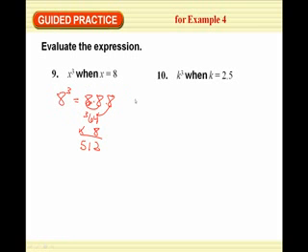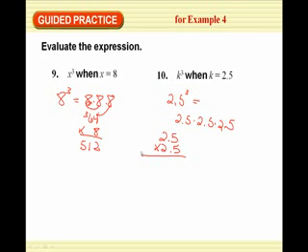So let's try this one. K to the 3rd is 2.5 to the 3rd, so that's going to be 2.5 times 2.5 times 2.5. Boy, they're making me work, aren't they? 2.5 times 2.5, which is really just 25 times 25, which I think is 625. I better check it. Look at that, it was 625.